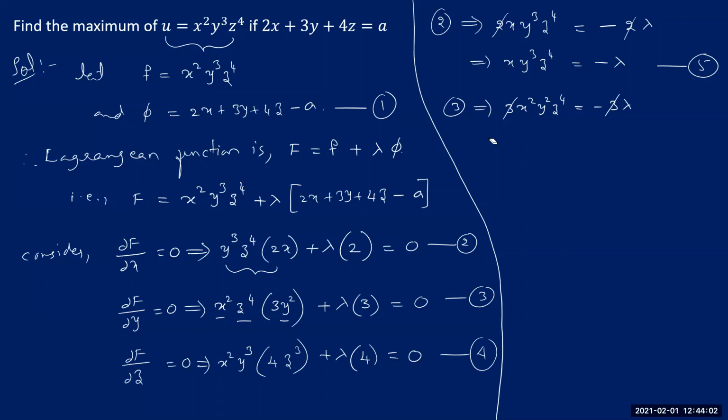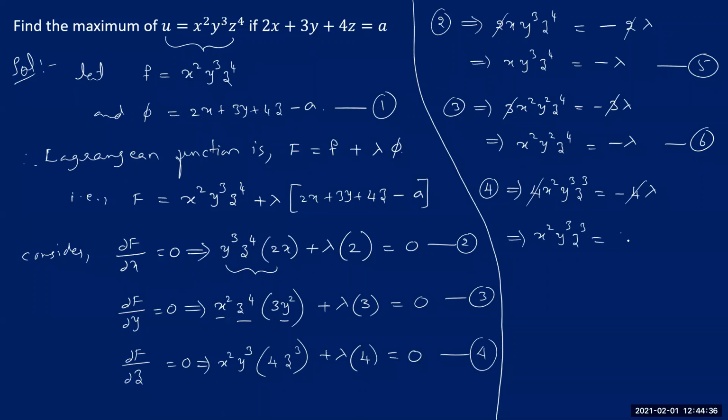Right, so this implies we get only these terms: x square y square z power 4 is equal to minus lambda. Let us take this as equation 6. You can observe I'm trying to get the same thing on the right hand side again. Now equation 4 implies, 4x square y cube z cube is equal to minus 4 lambda. So you can cancel this 4 again. Then we get x square y cube z cube is equal to, I'm sorry, minus lambda. I'm taking this as equation 7.